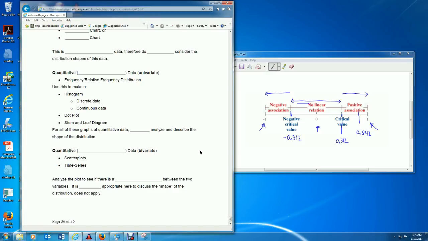This was the XY data. And that consists of scatter plots and time series plots. In this case, you want to analyze the plot to see if there is a relationship between the two variables. It is not appropriate here to discuss the shape of the distribution. Again, you would never call it skewed or bell-shaped. You're just looking for the relationship between the two variables.